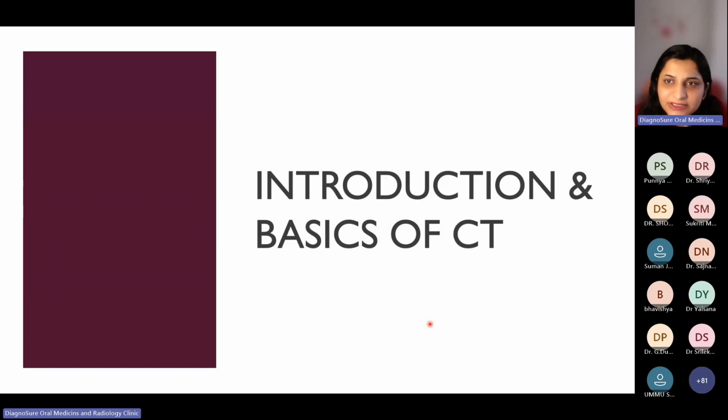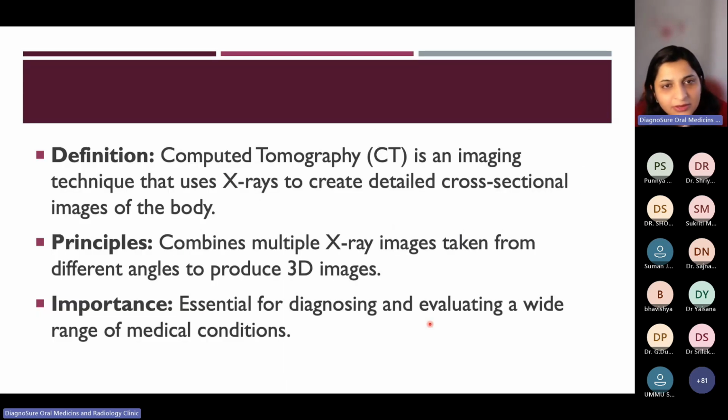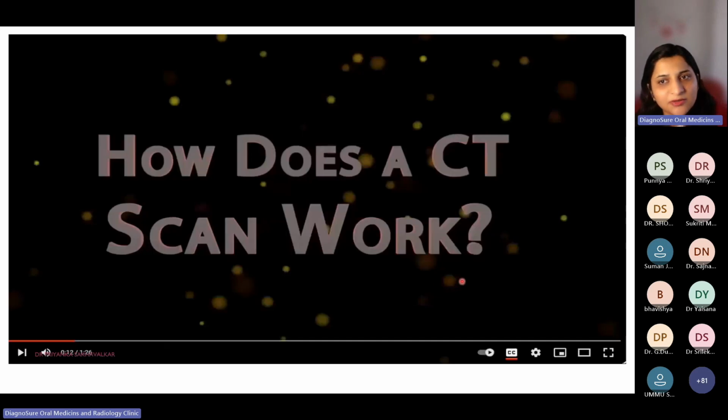Coming to the introduction of CT. By definition, computed tomography is an imaging technique that uses X-rays to create detailed cross-sectional images of the body. It combines multiple X-ray images taken from different angles. So there are multiple 2D X-ray sources where images are generated and a 3D image is reconstructed. It is essential for diagnosing and evaluating a wide range of medical conditions. CT has definitely made a significant advancement in the field of radiology. So how does this CT scan work? I would like to play a small video about this.